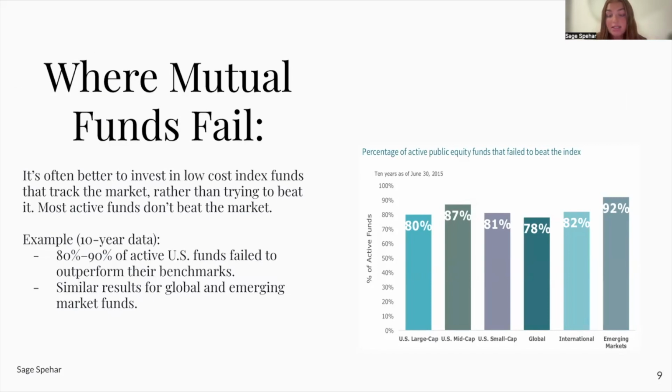What this tells us is that it's extremely difficult, even for professional fund managers, to consistently beat the market. Because of this, many financial experts recommend investing in low-cost index funds that simply track the market itself instead of trying to outsmart it.